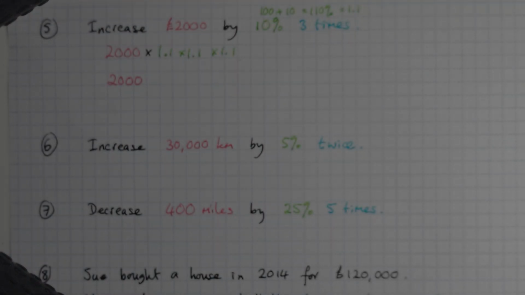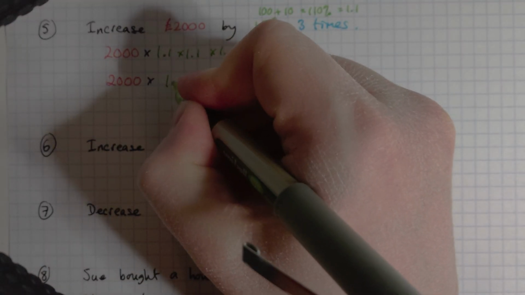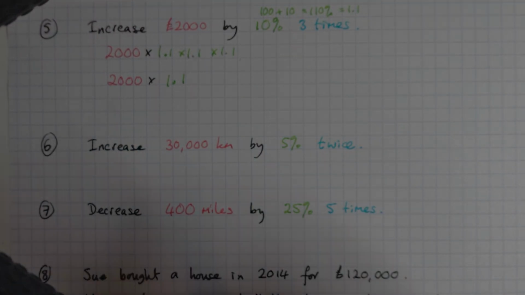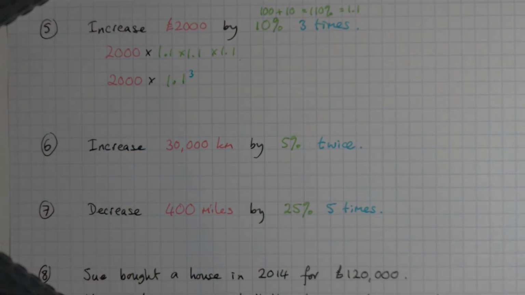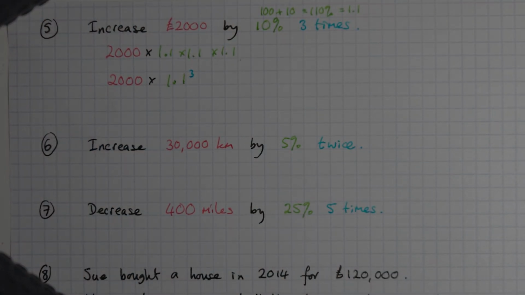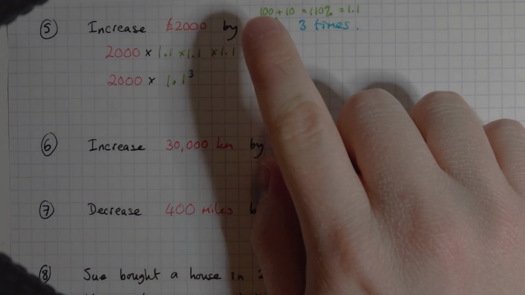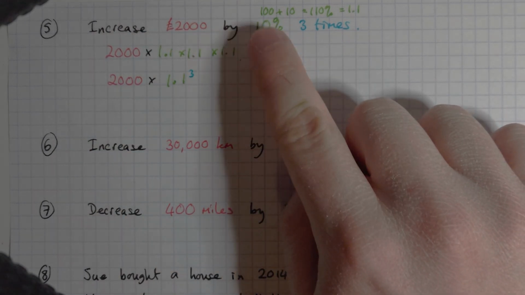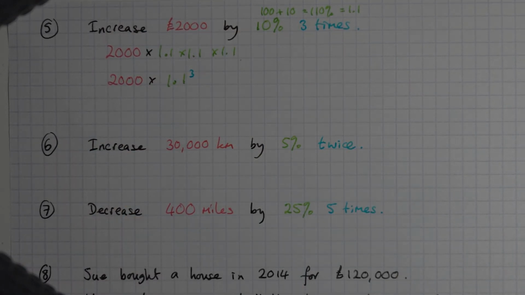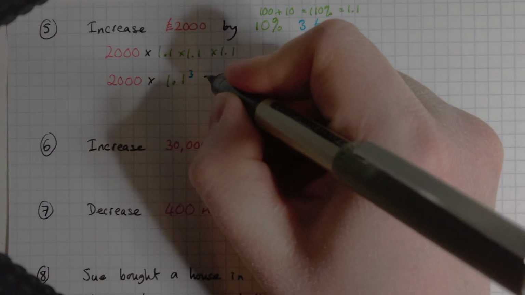Let's call it 1.1 to the power 3. And that is going to be how these work. Same as before. So in red, I'm doing the principle that you started with, the first number. In green, I'm doing the multiplier that you need to affect either an increase or a decrease of the given percentage. And then the blue number is a power, and it's how many times you want that increase or decrease to happen. So I can now type this straight into my calculator.